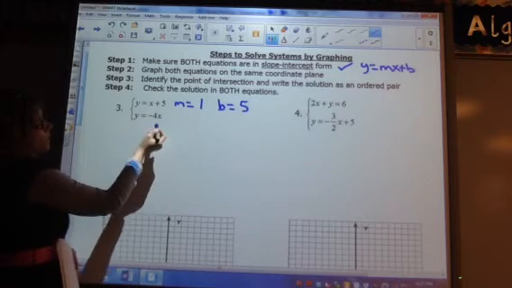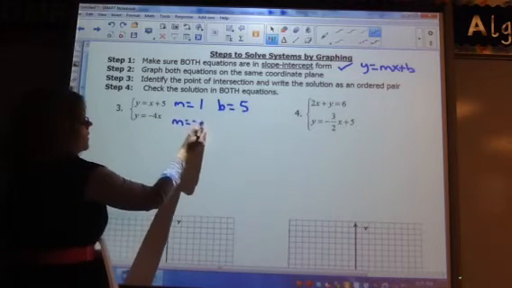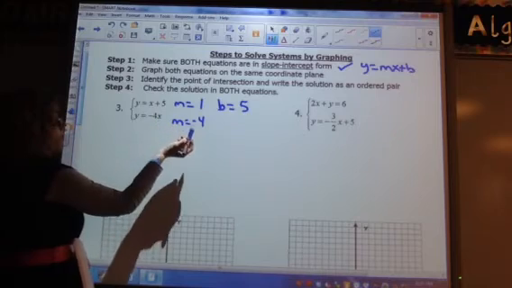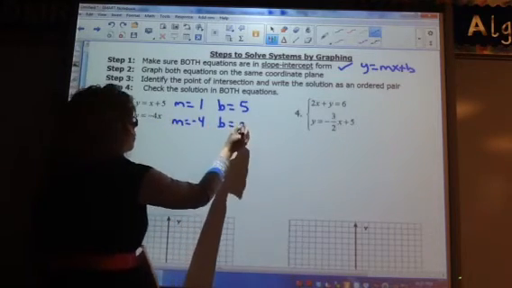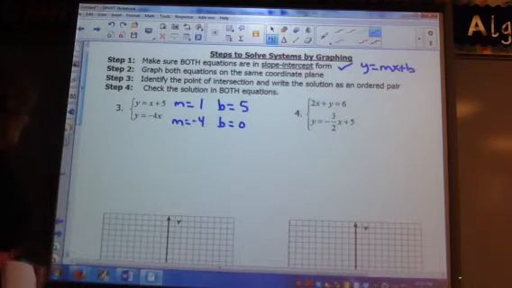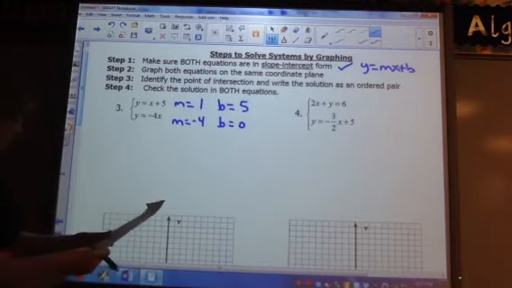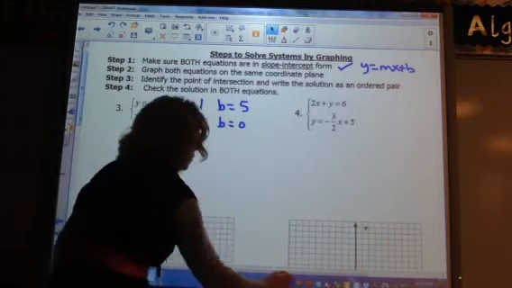Well, what about this one? My slope is -4 and my y-intercept, well, if we don't have anything, you can put +0. You know it starts at the origin, okay? All right, so what we're going to do is graph these two lines.